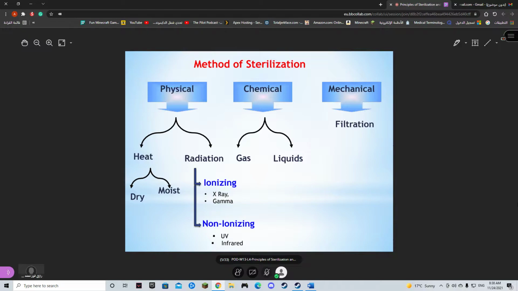How will you sterilize it? Will you heat it? No. Will you put some Clorox in it? No. So how will you sterilize it? We have another method, filtration. We will deal with these one by one, inshallah.